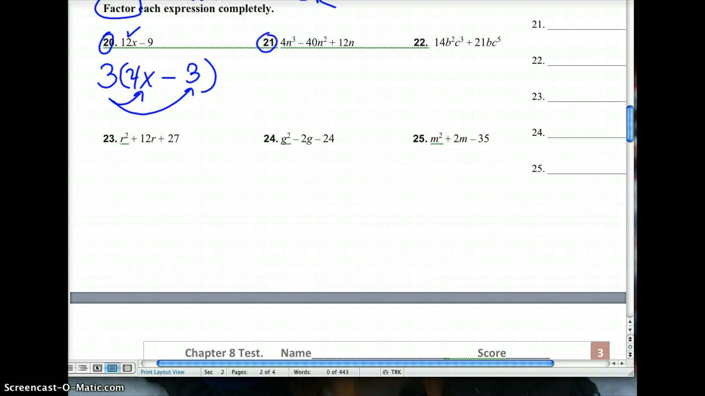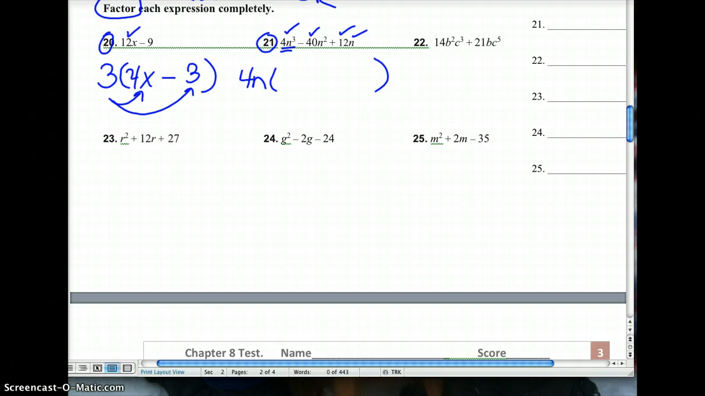So for number 21, is there anything in common or anything I can factor out of each term? And when you look at them, you should notice that each of them have a 4 in it. 4 goes into 4, 40, and 12. And they all also have an n in it. So what I'm going to do is factor out a 4n, or divide out a 4n. And then I have to decide what goes back in the parentheses.